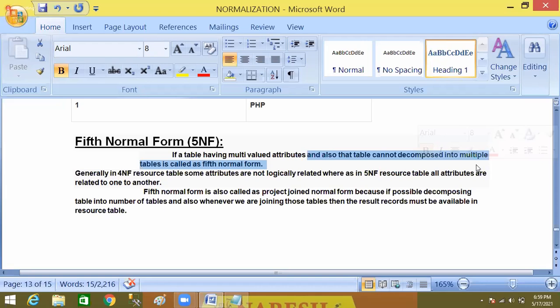Separate, divide, break, split is called decompose. So you don't want to decompose. Without decomposing my table, whatever multi-valued columns are in the table, I want to keep as they are. Whenever you keep it as it is without decomposing, the table is called fifth normal form. After decomposing, whatever tables there are, those are called fourth normal form. So fifth normal form is quite the opposite of fourth normal form.